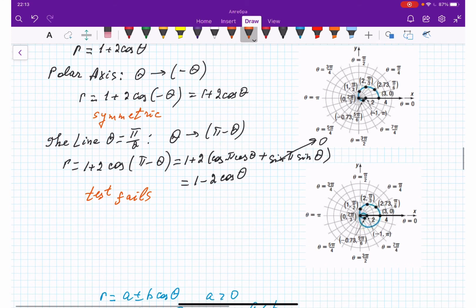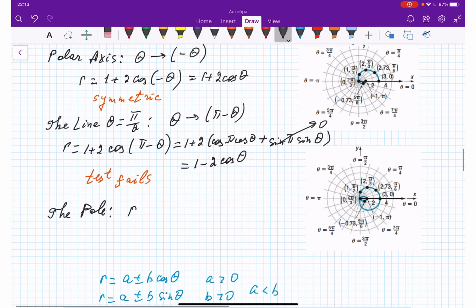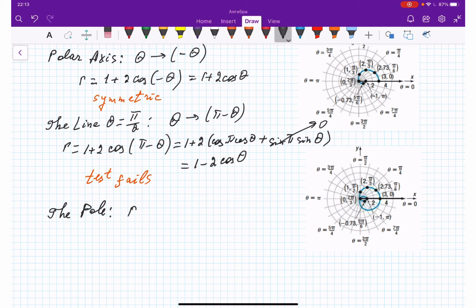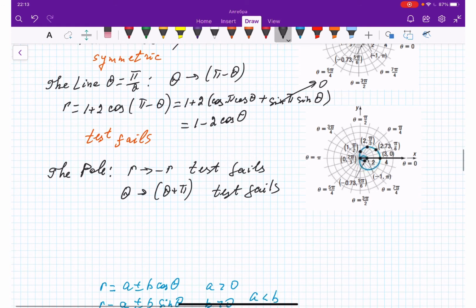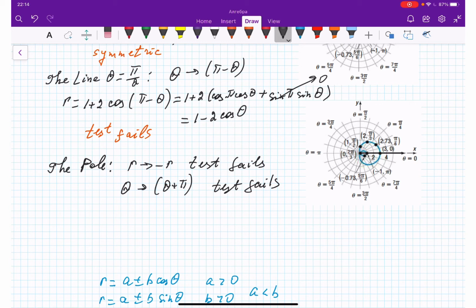Okay, and lastly, we are testing symmetry around the pole. So we have the pole, where we are replacing R with negative R, and the test fails here. You can plug in, you will see. And the test will fail once I plug in theta with theta plus pi. Also the test fails. So the test fails, so the graph may or may not be symmetric with respect to the pole.